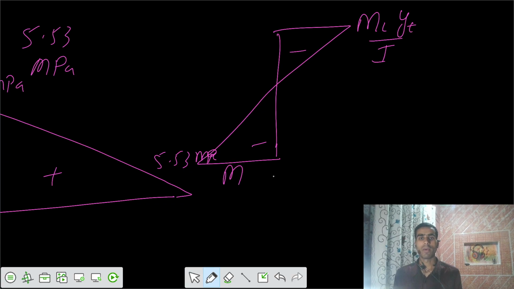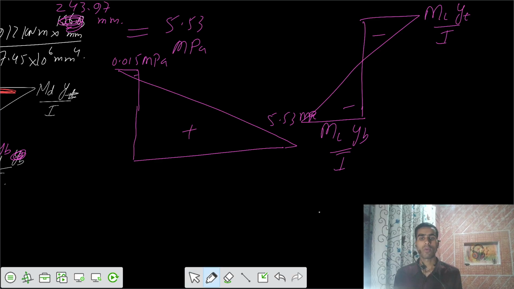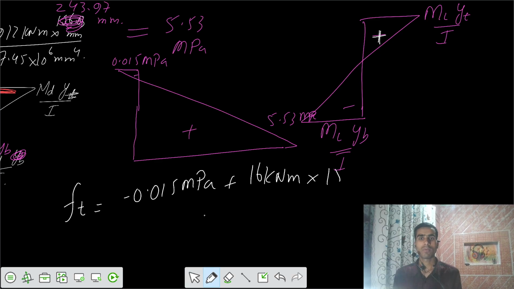At the bottom we will be having M live, y bottom by I neutral axis. So we can add those values for the top and bottom values. Initially our value at the top was minus 0.015 megapascals. Now we had to add some value of live load, that is 16 kilonewton meter, and the value of y top was 156.6303 millimeters, then divided by I neutral axis.